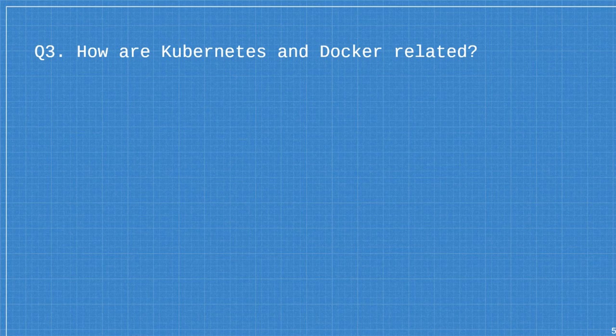So next, move to the next question. How are Kubernetes and Docker related? As we have studied just now, Kubernetes is a container orchestration tool. So we have Kubernetes to deal with the containers, and the containers might be of Docker. There are also other containers available.